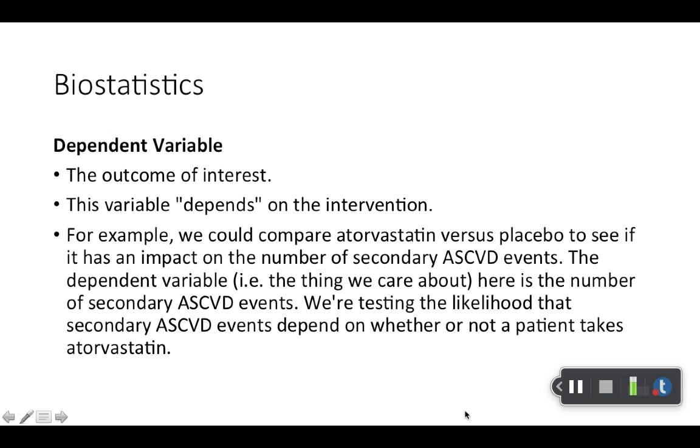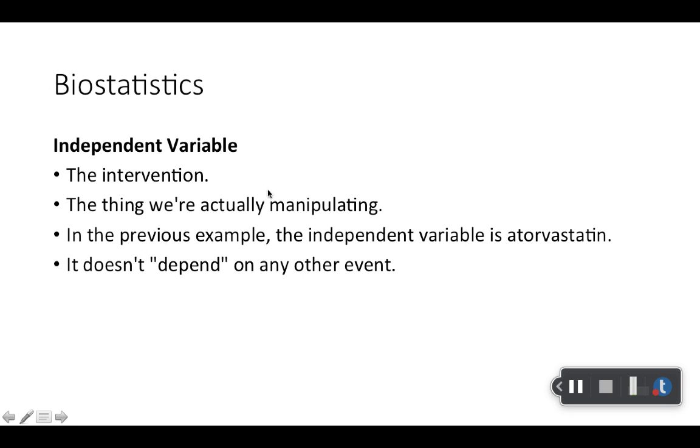So we're testing the likelihood that the secondary cardiovascular event depends on whether or not patients take atorvastatin. So is the drug efficacious, or does it work to help reduce coronary vascular disease? Independent variables are the intervention, the thing we are manipulating. And so the independent variable in the previous example would be the drug, the medication, atorvastatin, and it does not depend on any other event.